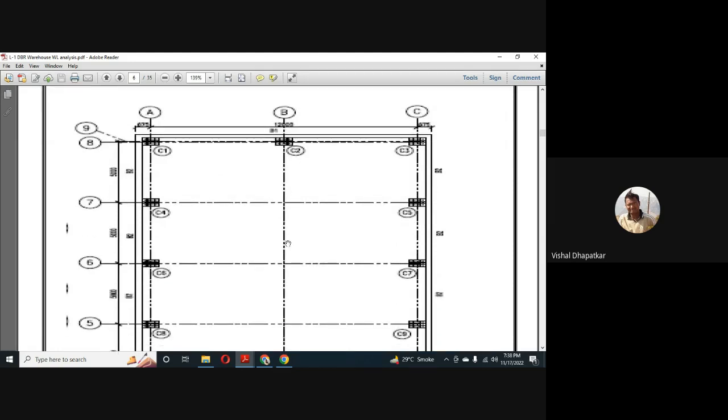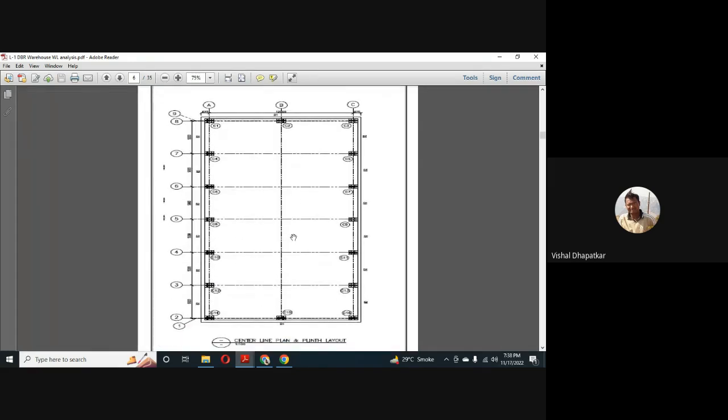This is the plan view of the structure. The total length is 30 meter, which is divided into 6 spans of 5 meter each, and in the transverse direction, the total span is 12 meter. We have two intermediate columns. These columns are called gable end columns. These two ends, the end on grid 8 and grid 1, are the gable ends.